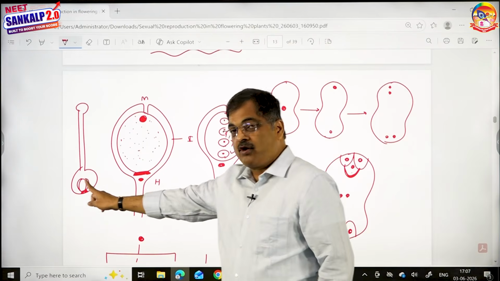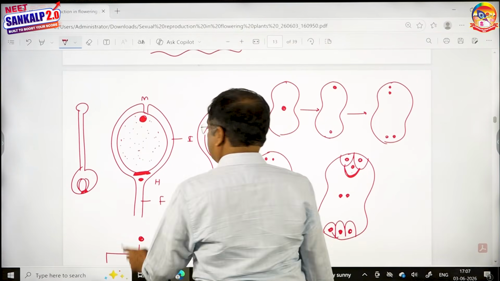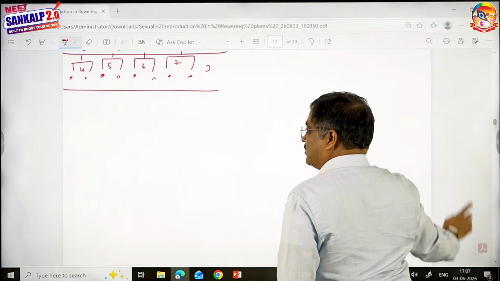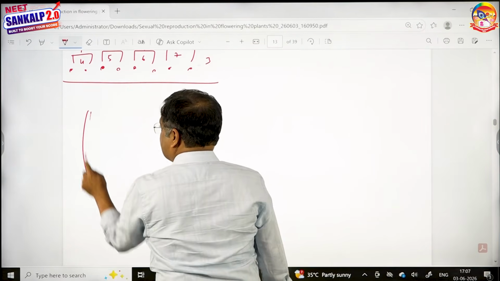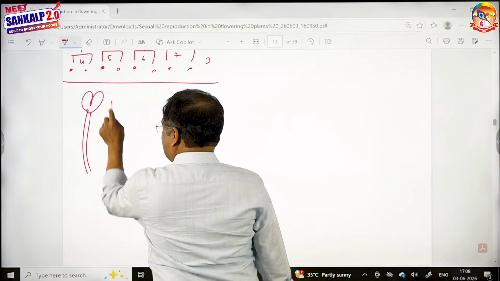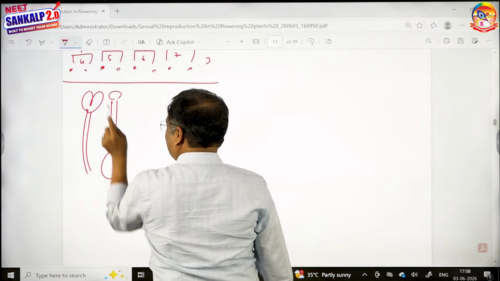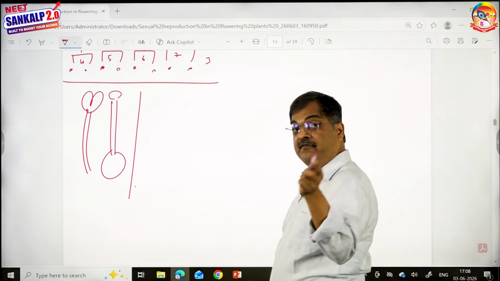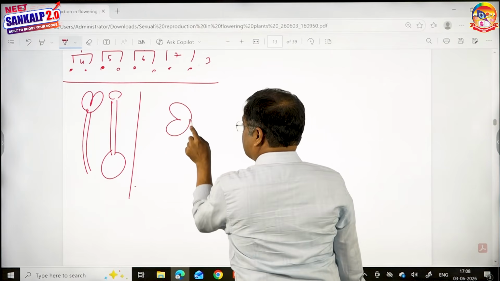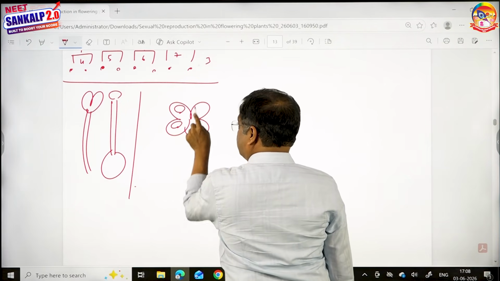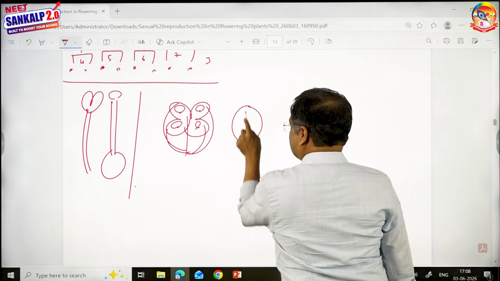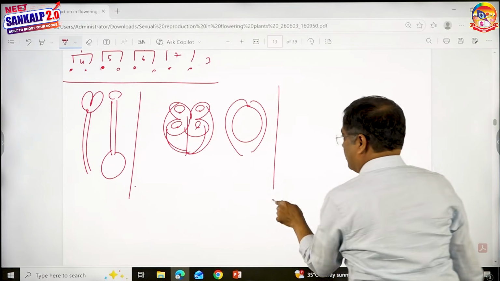Now, this is the sporophyll, I told you. Let me also show you the microsporophyll here. Then both of them put together, we'll see. This is microsporophyll, and this is megasporophyll. This is nice, easy to remember. Then after sporophyll, sporangium. This is microsporangium, and this is megasporangium. So easy to remember.